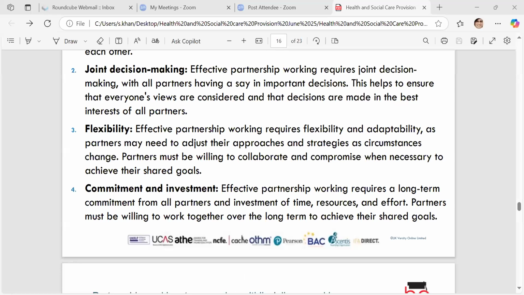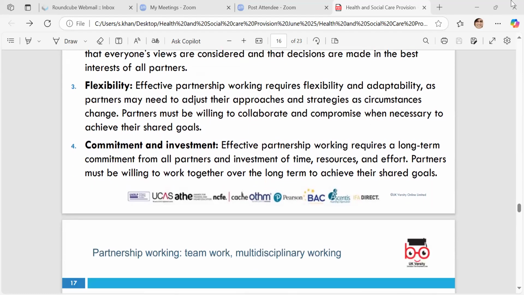And then the element of flexibility, making sure you adapt any strategies in place as well, and collaboration, making sure that you are able to collaborate with each other. Commitment and investment: effective partnership working requires a long-term commitment from all partners and resources. So it is about sharing your own goals, but also achieving a shared goal as well, long-term goals. So having that commitment. Why is it so important to have commitment?